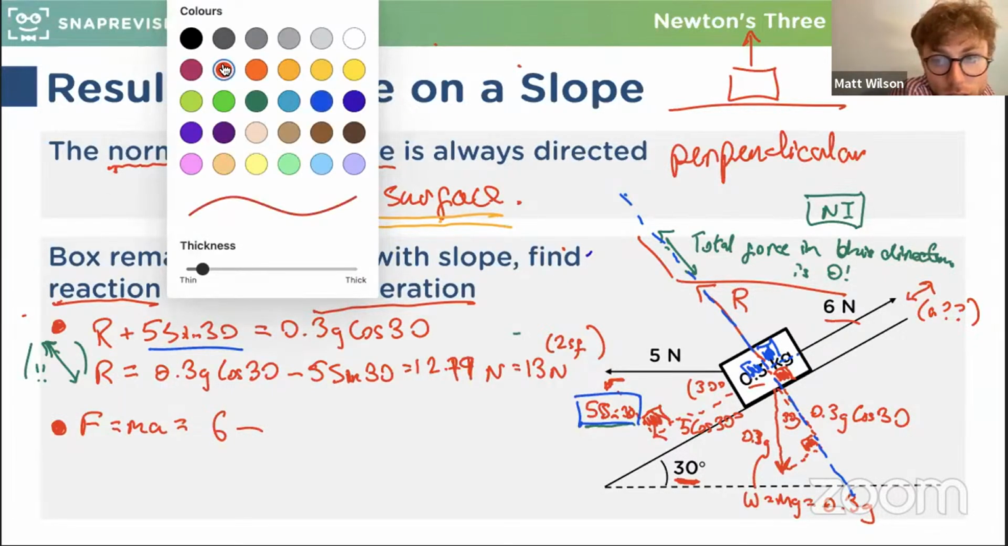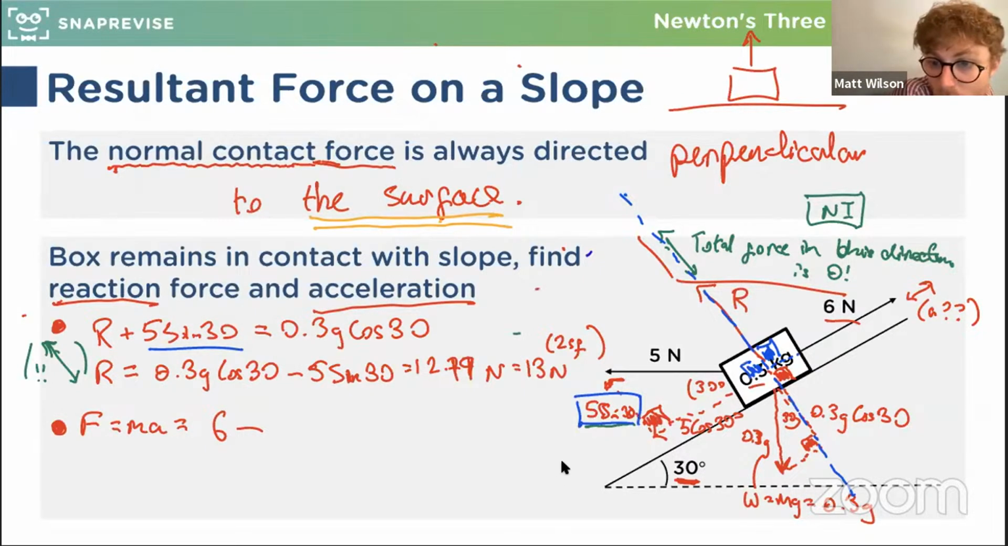Okay, so we've got 6 going up the slope, and now I'm ignoring R. So this time, just like you were asking there, why did I ignore 6 newtons? In this case, I'm ignoring R for the same reason. I'm now calculating forces parallel to the slope. R is perpendicular, so it doesn't count. Similarly, 5 sine 30 is perpendicular, so it doesn't count, but the 5 cos 30 does count. So we take away the 5 cos 30.